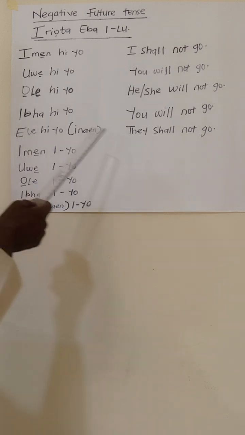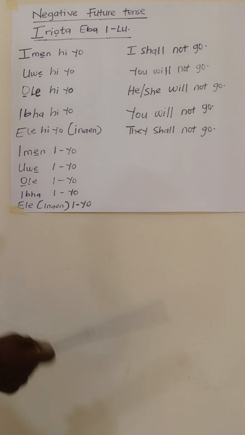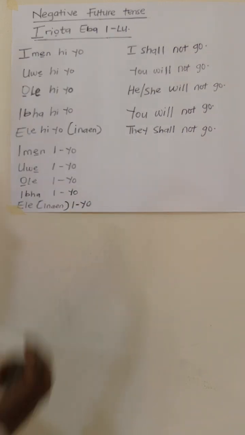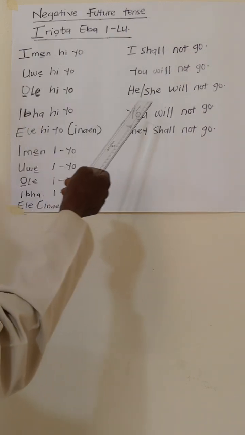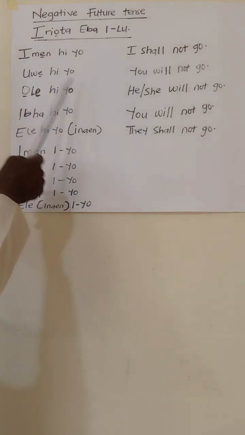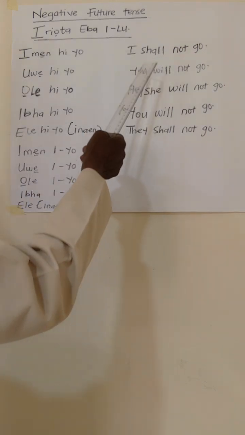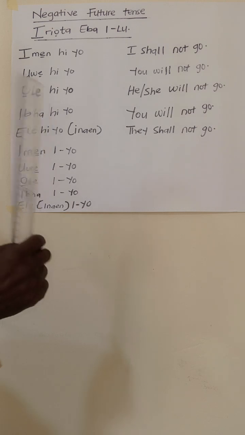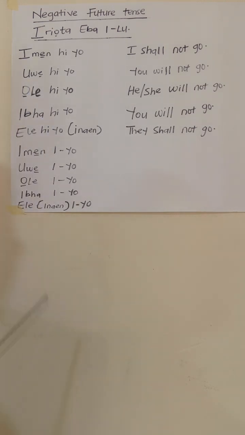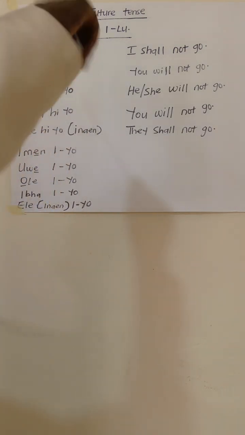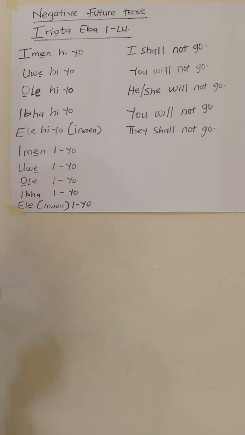Iwahijo means you will not go in the plural form. Eleijo means they will not go in the plural form. Olehijo means he will not go in the singular form. Uwahijo, that means you will not go in the singular form. Imehijo, I shall not go in the singular form. So in the abbreviation of it, Ijo, Uwe-ijo, Ole-ijo, Iwa-ijo, Ele-ijo. This is the short form of expressing the negative aspect of the various tenses, which we have all been doing.